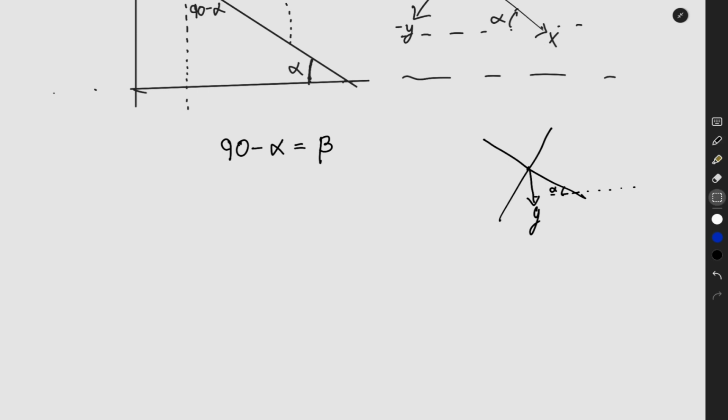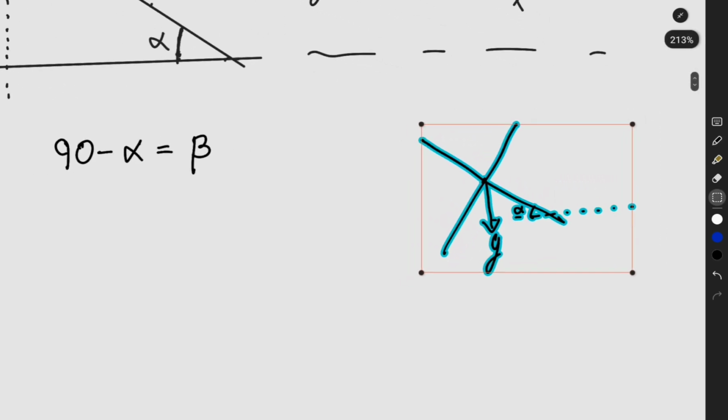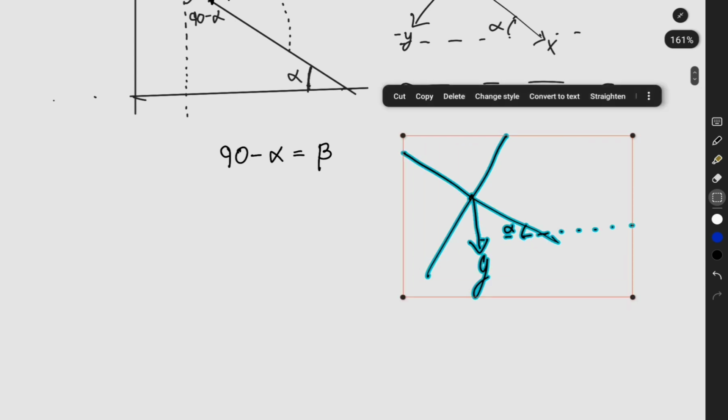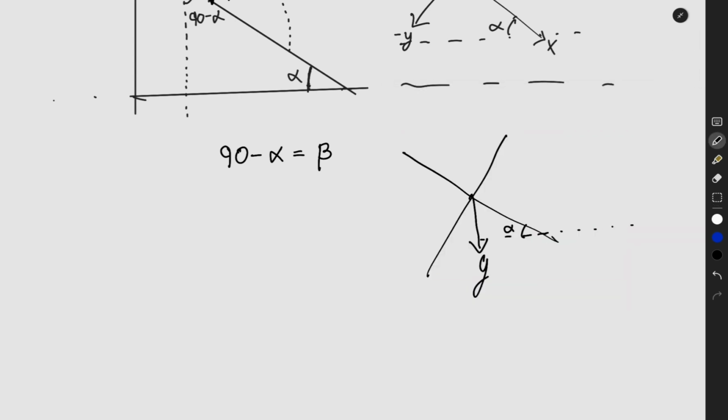Why don't I make this a bit bigger? A bit... yeah, like that. So it's a bit bigger now.